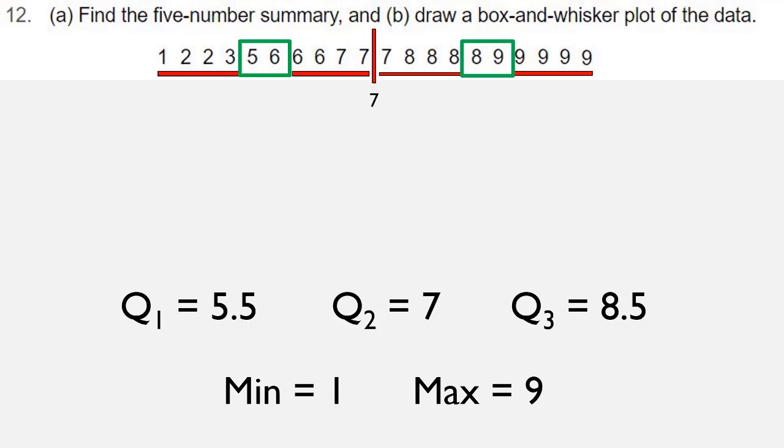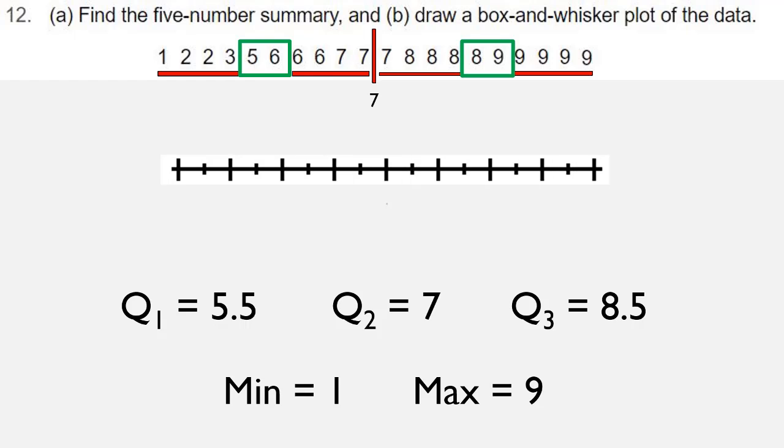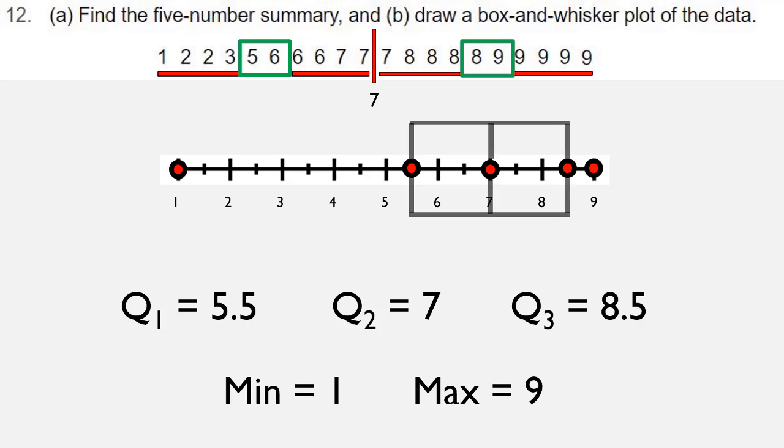So to build a box and whisker plot, we need a number line that stretches from the minimum to the maximum. So here's a number line that stretches from 1 to 9. Then we're going to plot each one of those 5 values along the number line. So we have our minimum value of 1, then 5.5, 7, and 8.5 for our quartiles, and the maximum value of 9. We're going to extend a box around our interquartile range, which goes from Q1 to Q3. So this is what our box and whisker plot should look like. And that's the answer.